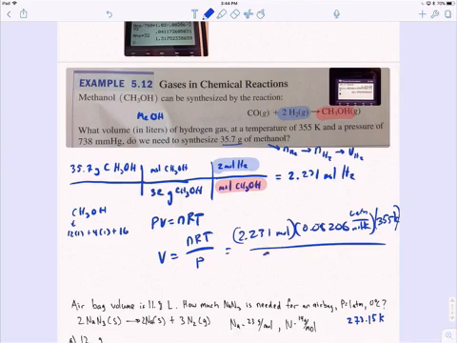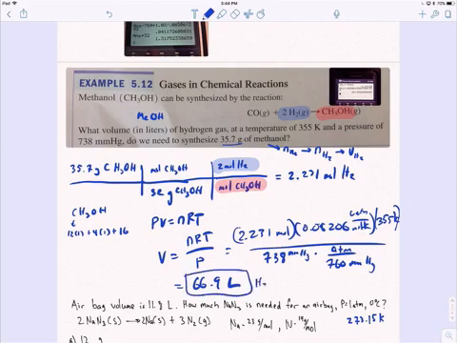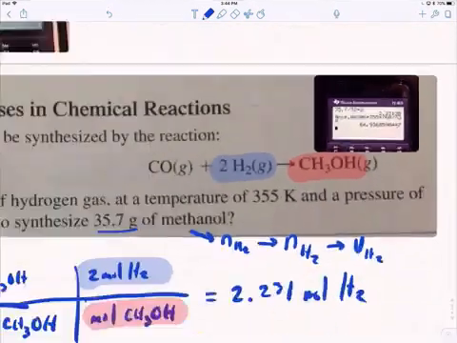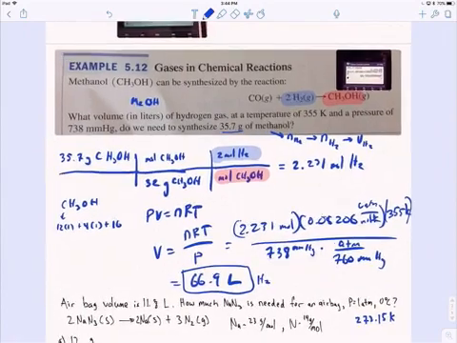Pressure is 738 millimeters of mercury times 1 atmosphere over 760. And if you do all that, you get 66.9 liters. And the calculator is right there.